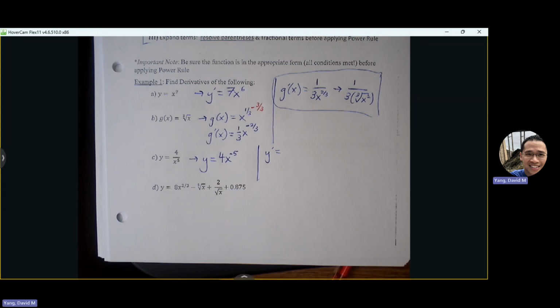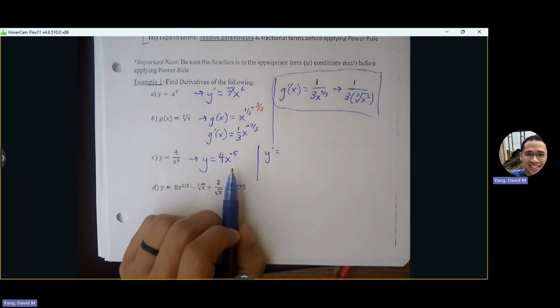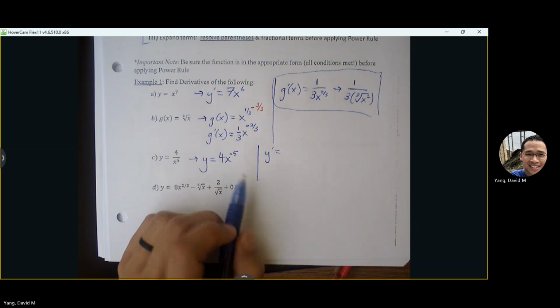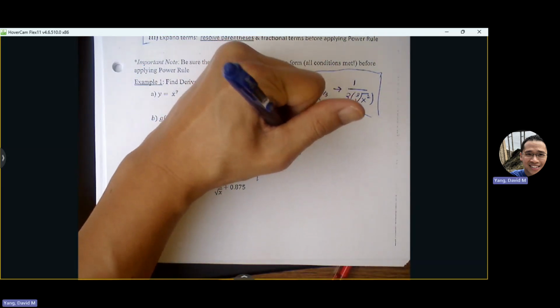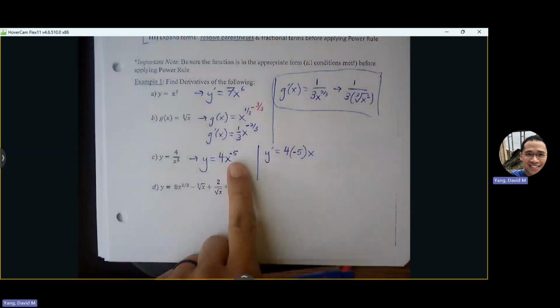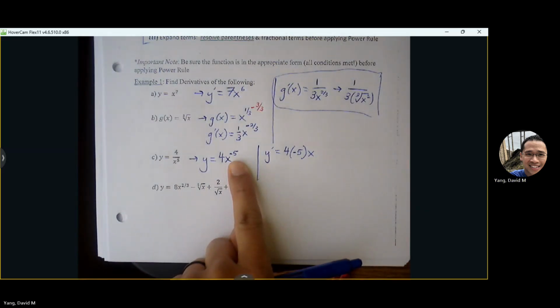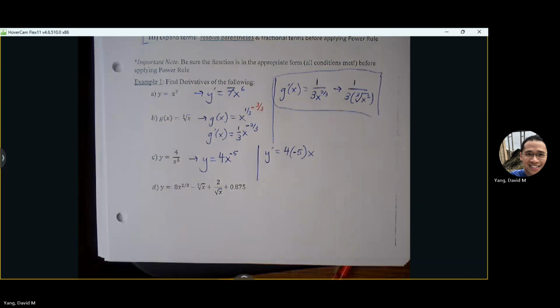What do we do with that? Negative 5. All right, comes down. So what happens when it comes down? We need to multiply that by what? By the 4, right? So 4 times negative 5 times x to the, what's my new exponent? Yeah, because we got to subtract 1.